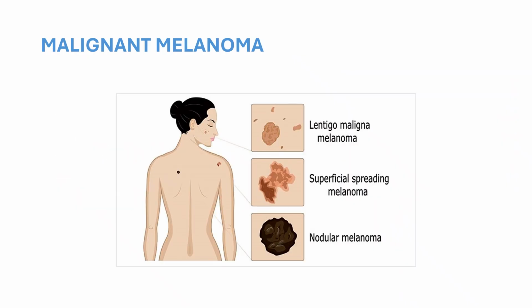Now, malignant melanoma, according to the distribution, can be classified into lentigo maligna, superficial spreading melanoma, nodular melanoma, or acral lentiginous melanoma. Acral lentiginous means on the periphery. Lentigo maligna is usually over the face. Then superficial spreading and then nodular.